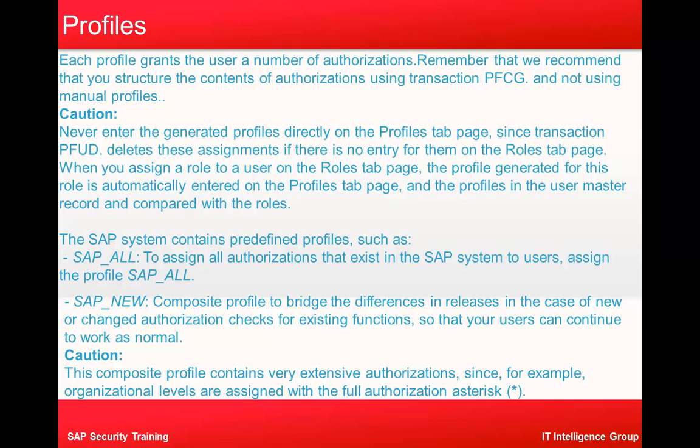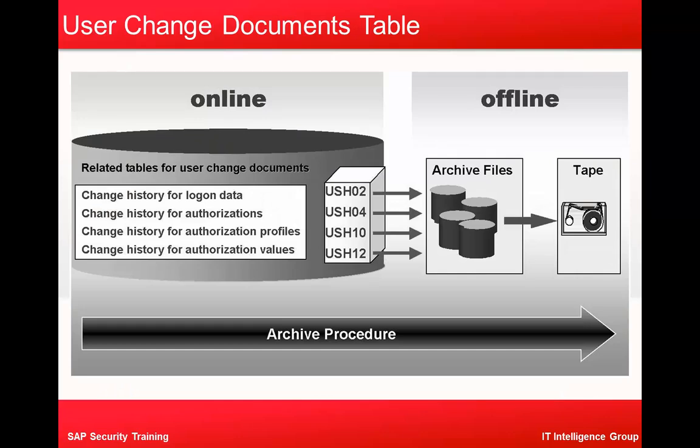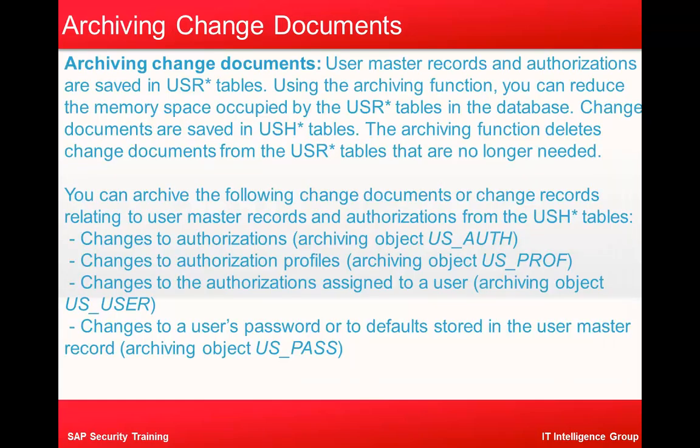Each profile grants the user a number of authorizations. Remember that we recommend that you structure the contents of authorization based on the organization structure. You can do mass changes using SU10 as well. Here you can do the changes for logon data, roles, profiles, parameters, defaults, etc. using SU10. Then next is the change user documents table. For the online change history, you have the change history for logon data, which is USH02, change history for authorization, which is USH04, change history for authorization profiles, USH10, and change history for authorization values.